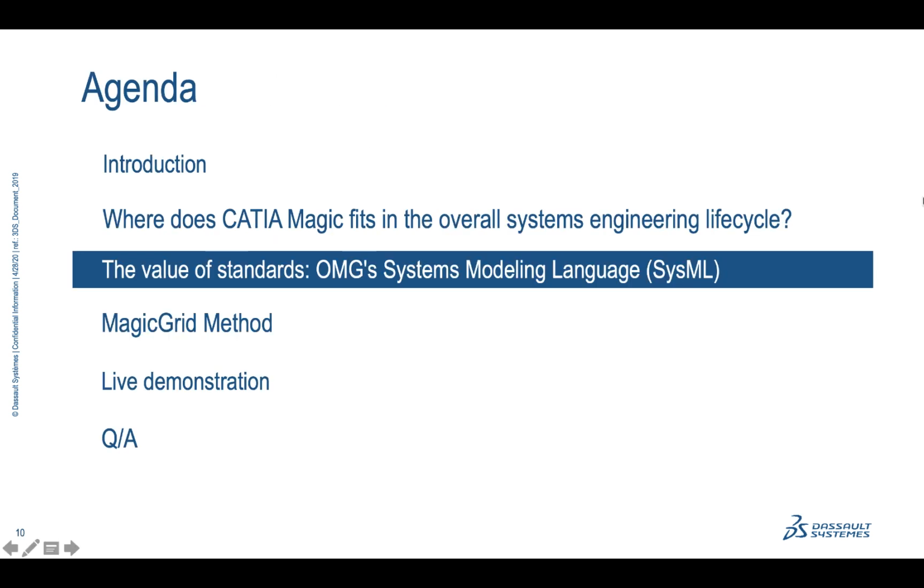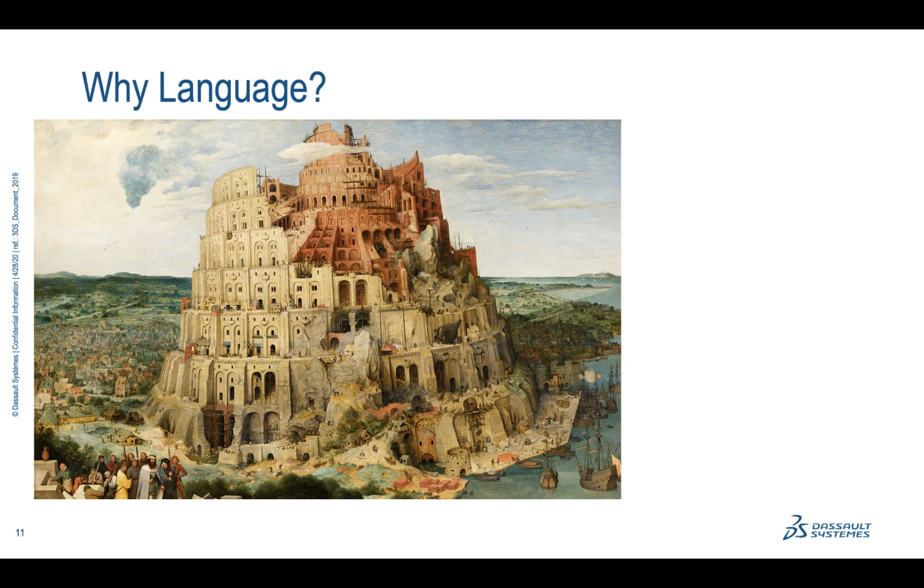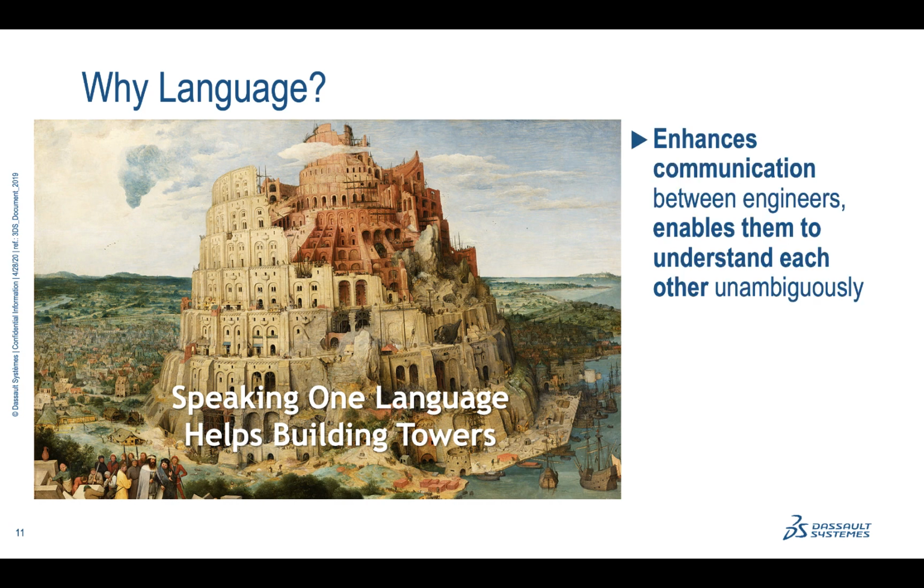Next, we will talk about the value of standards, and especially the OMG Systems Modeling Language. You all probably know the story about the Tower of Babel, and you know that only by speaking the same language can you build a tower high enough to reach the sky. So the common language enhances communication between engineers. It enables them to understand each other unambiguously. It also helps you to find new talent, as the standard languages are taught in the universities.